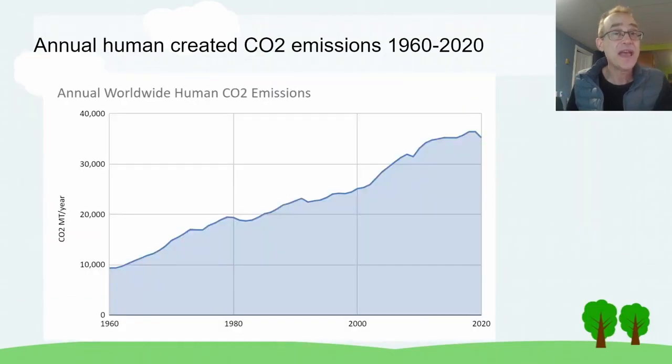This shows annual carbon dioxide emissions in megatons per year from 1960 until 2020. This is the same period as the measurements from Hawaii. It went from 9.3 thousand megatons in 1960 to a peak of 36,000 megatons in 2019. The COVID pandemic caused slight reductions in emissions in 2020.